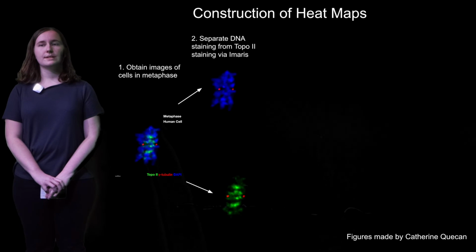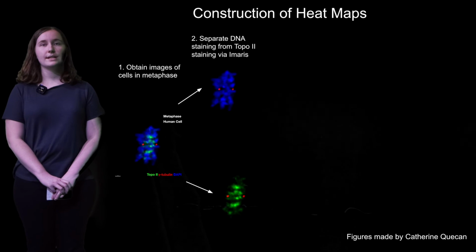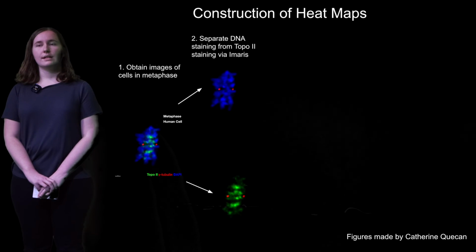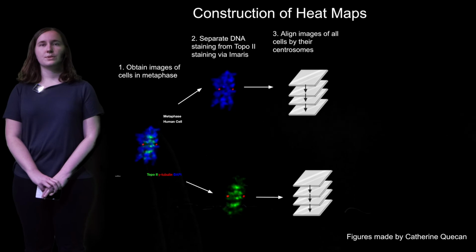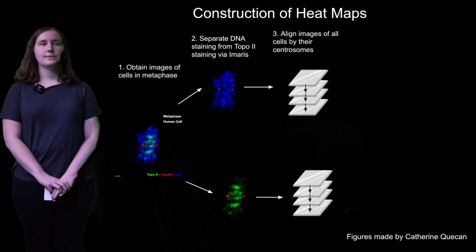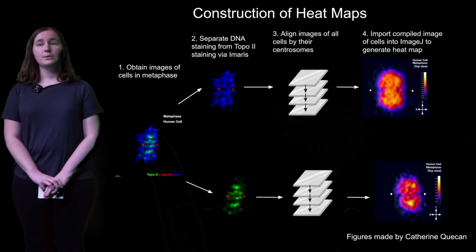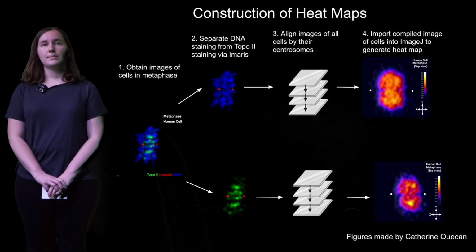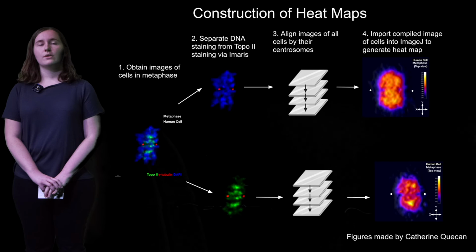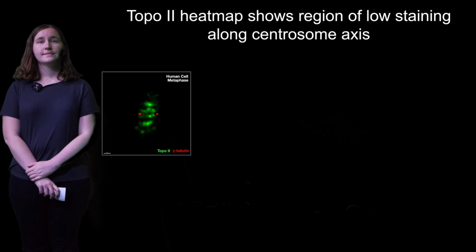So the first step is to divide them up into just the DNA stain and just the Topo2 stain. The next step is to align all of them by the centrosomes, which are those red dots on either side of them. And then we put them into a software called ImageJ to make heat maps that we can see over at the side. The blue means that there's not very much overlap between the cells, and the bright white means that there's a lot of overlap between the cells.